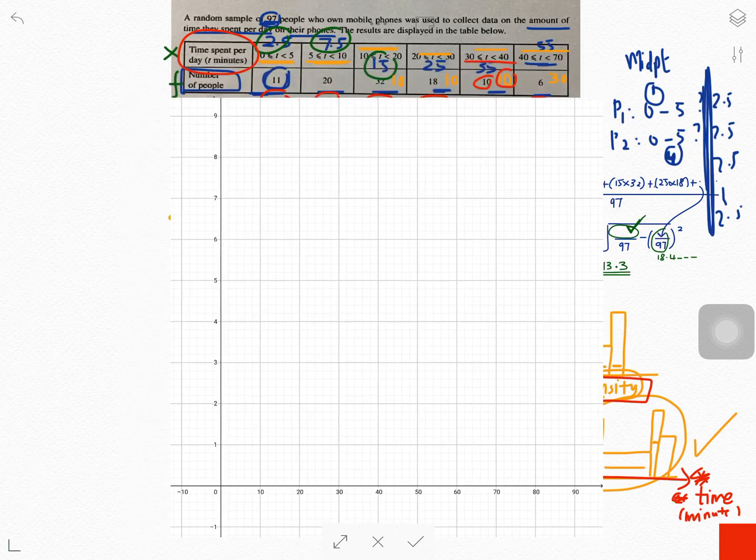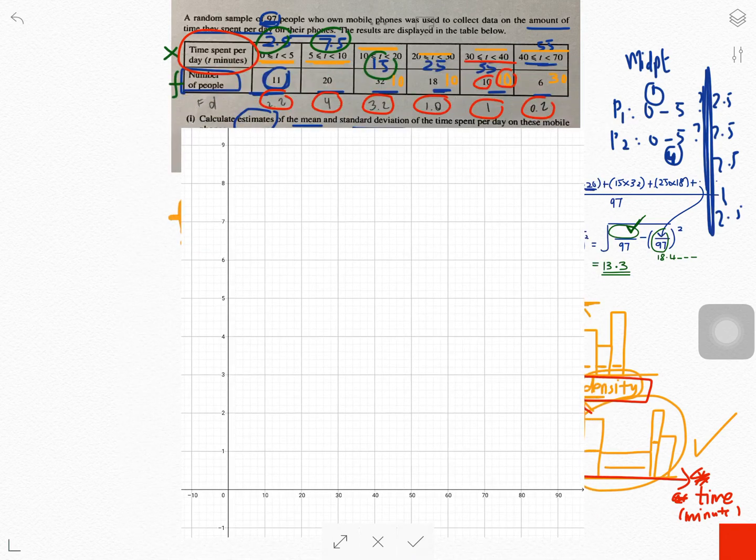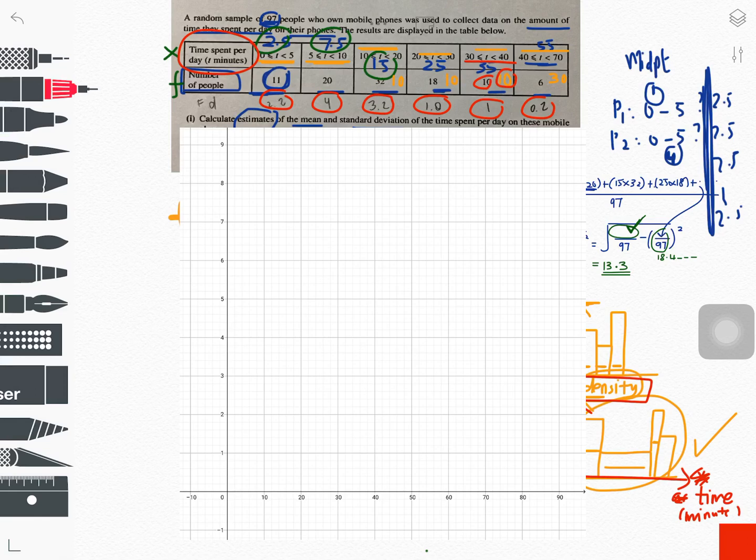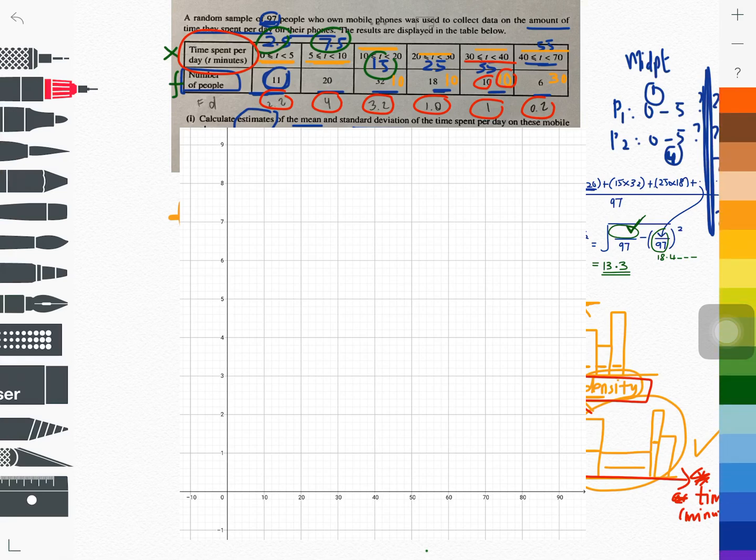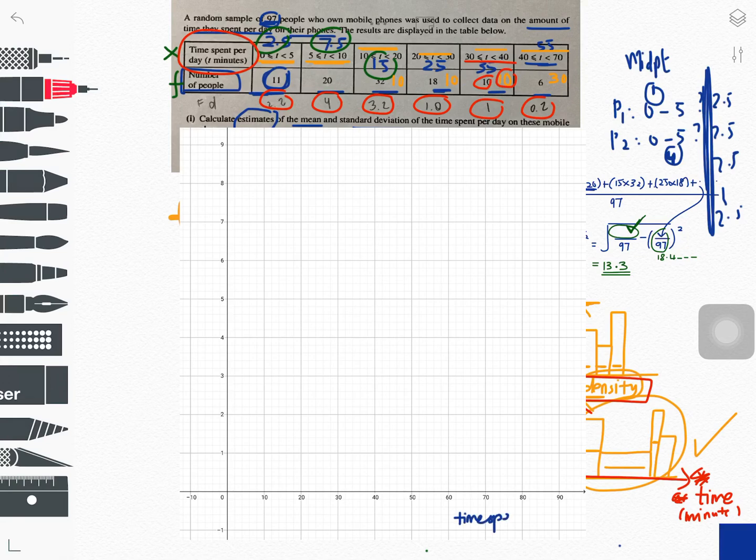I'm going to sketch based on this. I have my gaps very nicely written here. Okay, I use blue color. I'm going to write here time span per day, and then bracket T minutes. You write as per the question, and then on your y-axis, frequency density. And then look at this, 0 to 5, it's 2.2. So where is 0 to 5? 0 to 5 is somewhere here.